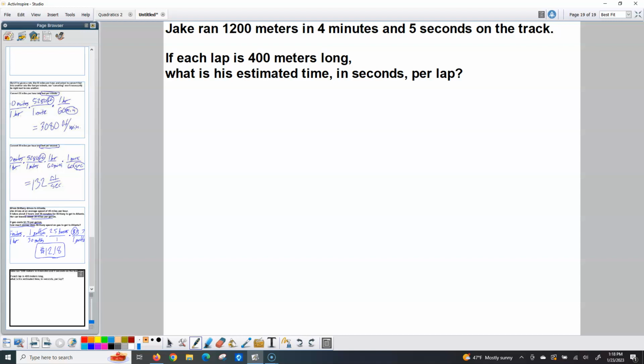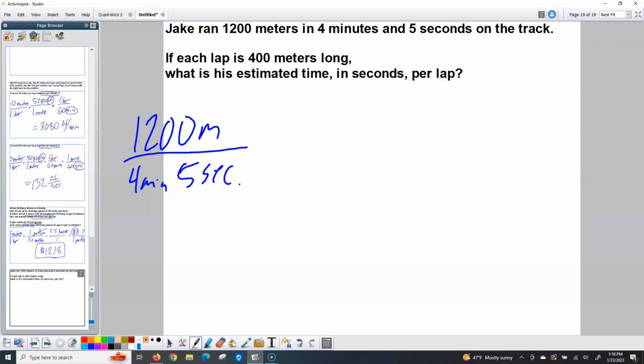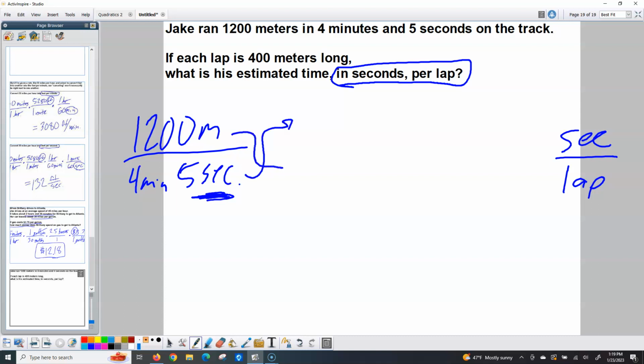So we've been writing these things as like feet per second or miles per hour or something like that. So we would normally just start off by saying, okay, 1,200 meters per 4 minutes and 5 seconds. But it wants our answer to be in seconds per lap. So if my answer has to be in seconds per lap, I need these seconds right here to just be on top. So I'm going to invert this.